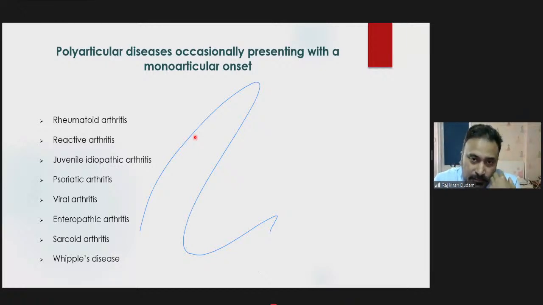But as a rule, when somebody presents with a single joint involvement, we have been taught, and we teach, and in our experience also, the first and foremost thing, if it is a monoarthritis, is to always try to rule out infection, and also take the history of trauma. And if this is ruled out, see whether this patient will develop any future polyarthritis.